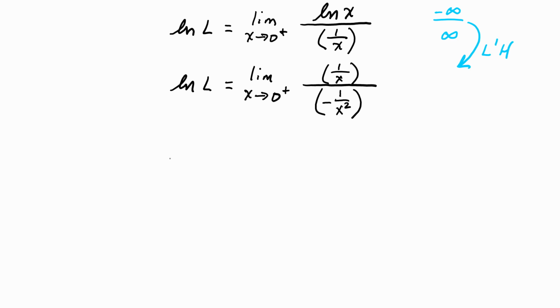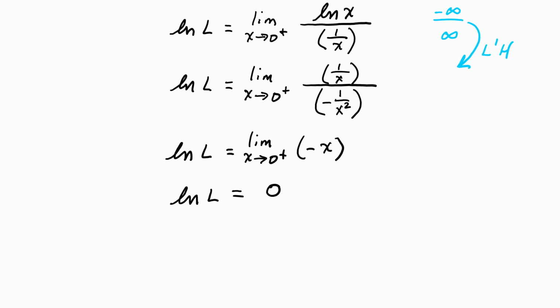In the next step, the left-hand side is still natural log of L. The right-hand side, we have the limit as x goes to 0 from the right of negative x, because we have 1 over x, which would be multiplied by a negative x squared, so the result is negative x. Now we can go ahead and apply the limit on that right-hand side. If we plug a 0 in for x, the right-hand side becomes 0.